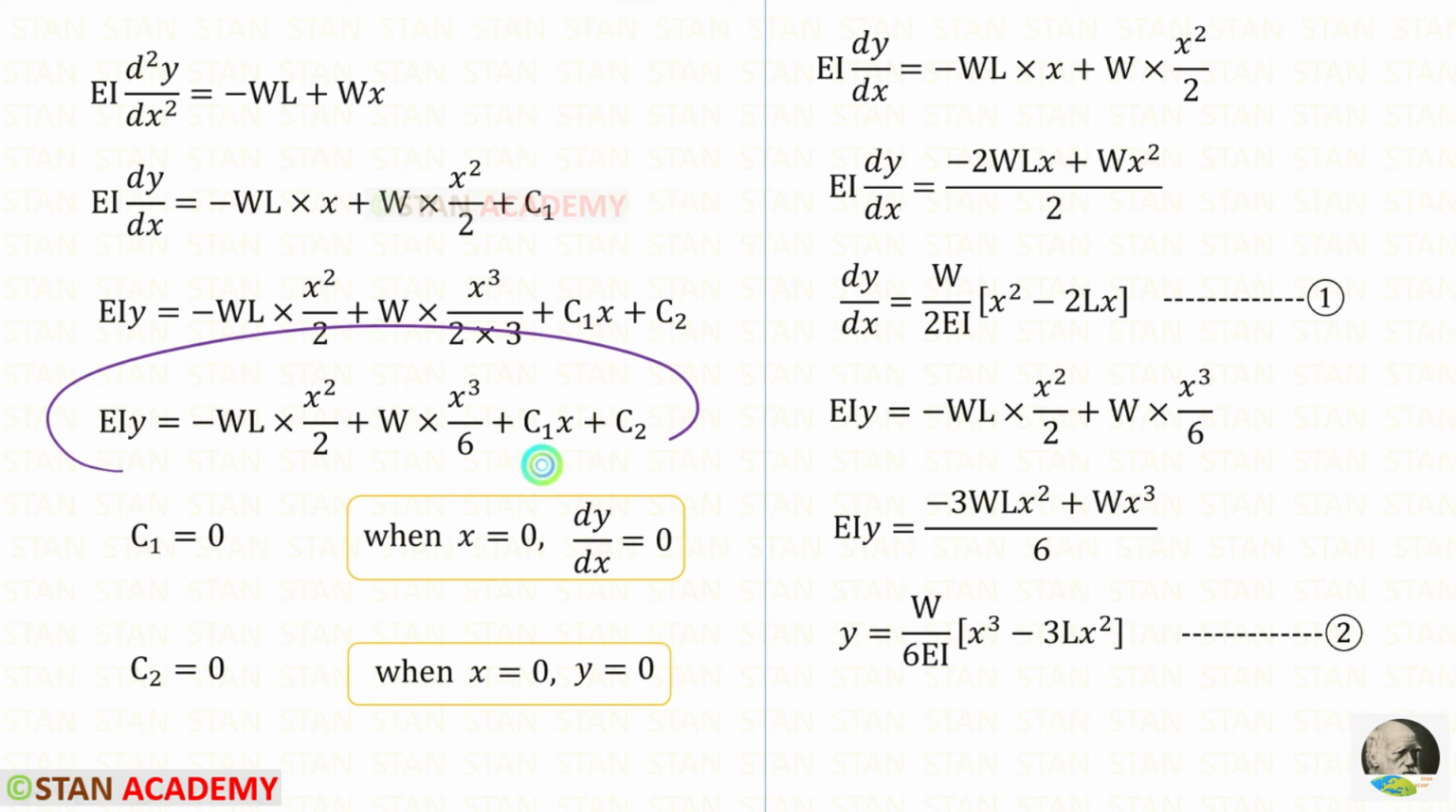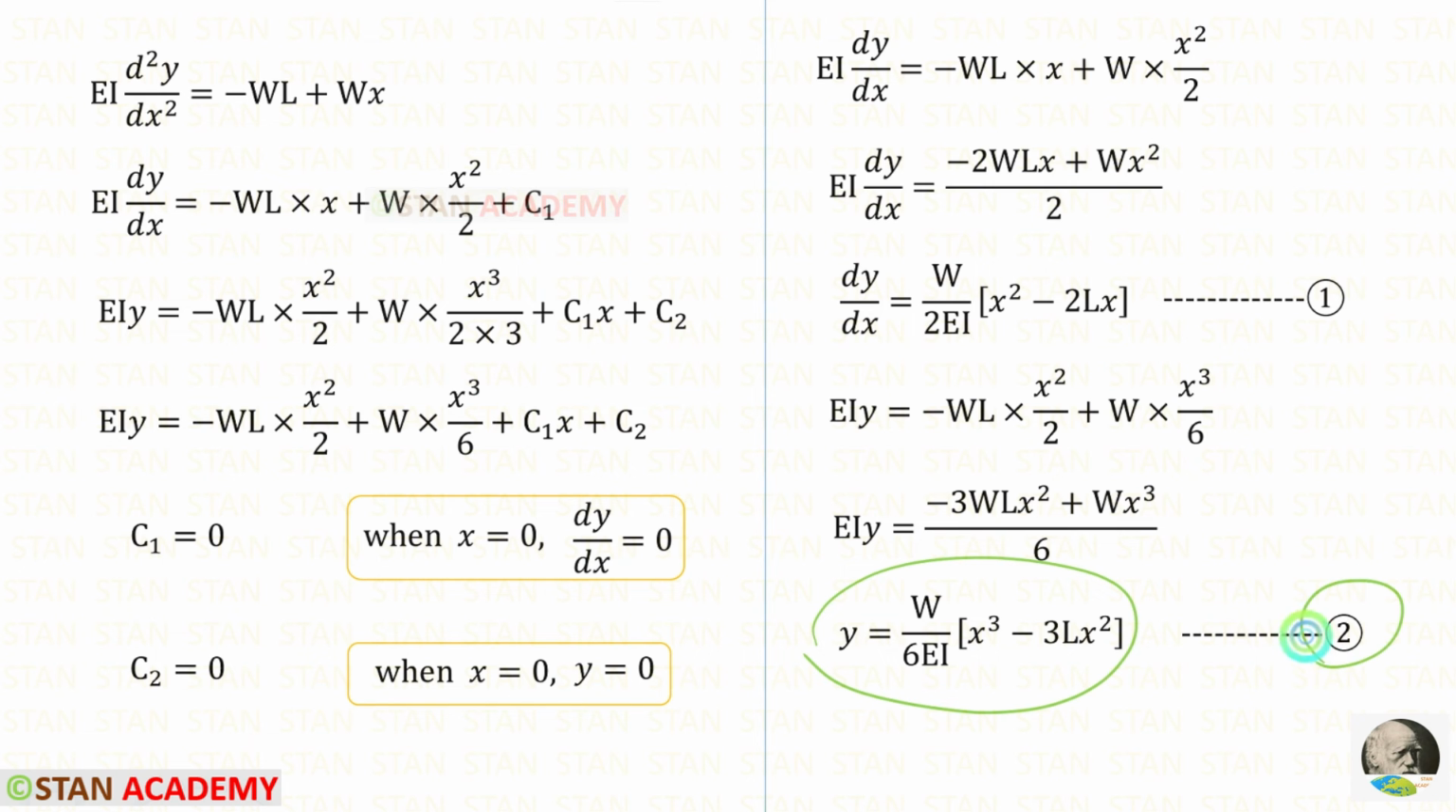Now we can take the deflection equation. In this equation, we can apply the values of C1 and C2, which are 0, so that we will get this equation. For these two terms, we can take LCM. We can keep 6 as LCM, so here we have to multiply the numerator and denominator by 3. This is the deflection equation. Using that we can find the deflection at any point of the beam. Let us keep this equation as number 2.